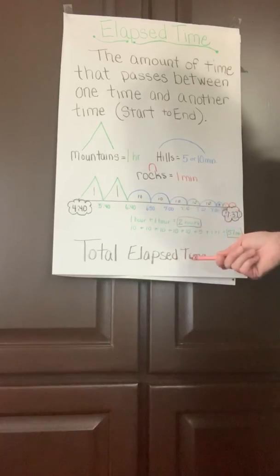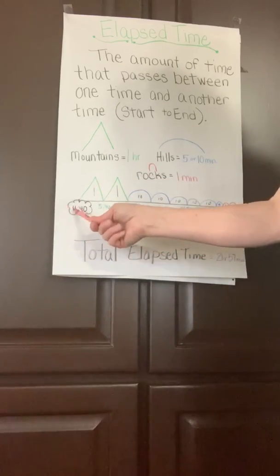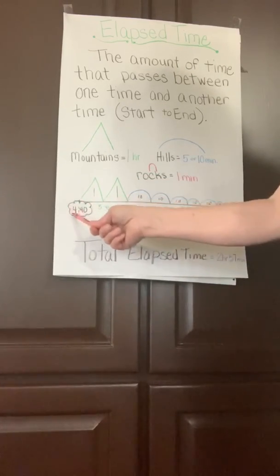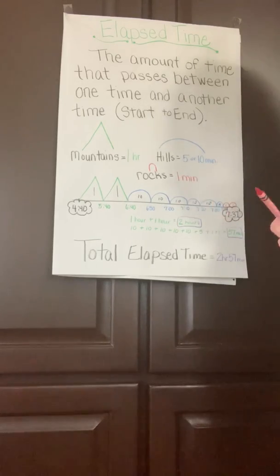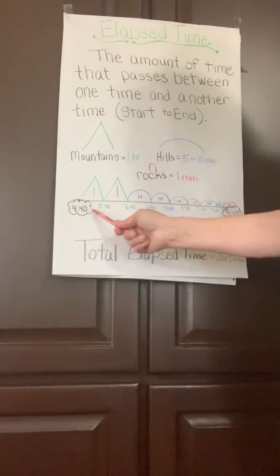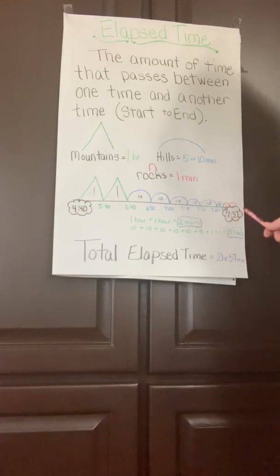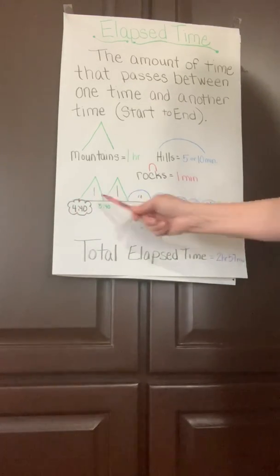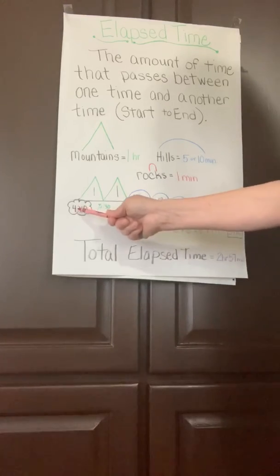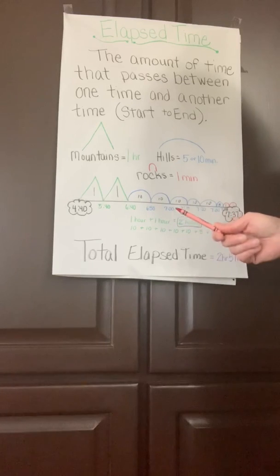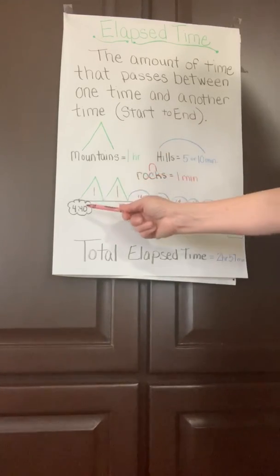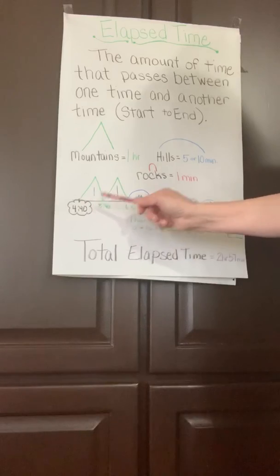So in this anchor chart, we have started at 4:40, which will be at the beginning of our number line. And we want to end at 7:37 and say this is how long it took us to do our homework. So we're going to start at 4:40 and we're going to end at 7:37. In order to find out how much time it is between 4:40 and 7:37, we're going to start by putting mountains, and it's kind of like skip counting.